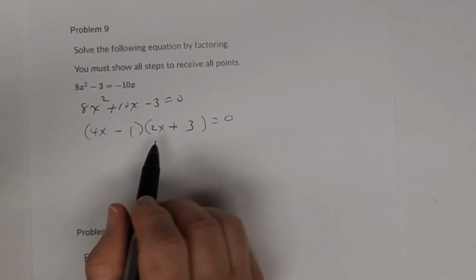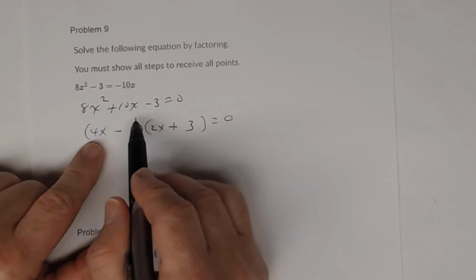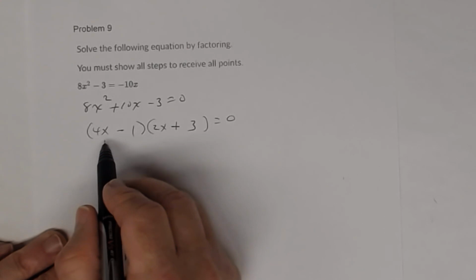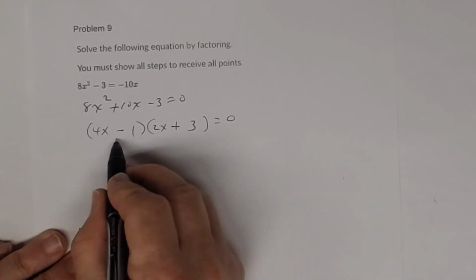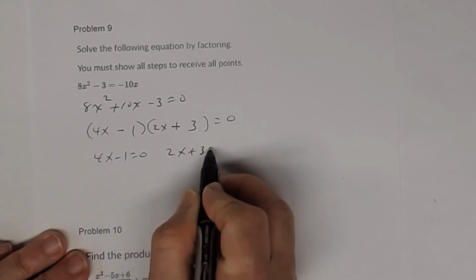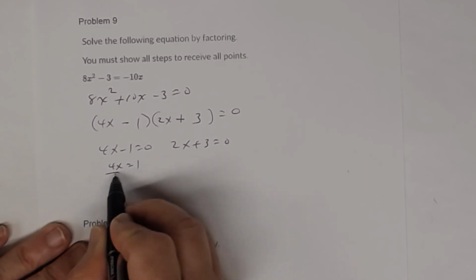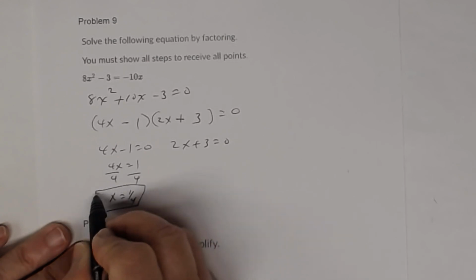And you can verify as well. If you FOIL this out, you're going to get 8x squared plus 10x minus 3. Now, using the zero factor property, I have two factors whose product is 0. So one of those has to be 0. So set each one of those equal to 0, and then solve for x. I get 4x equals 1, and then divide both sides by 4. I get x to be 1/4.